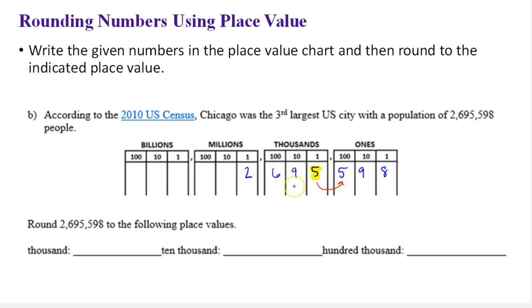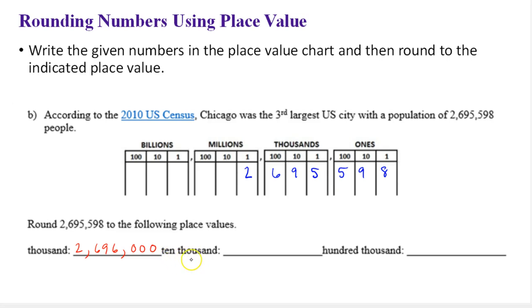All of these numbers stay the same. So I have my 2, 6, 9. They stay the same. I add 1 to this 5 and make it a 6, and I replace all of these values with zeros. Okay. Let's look at the next one.